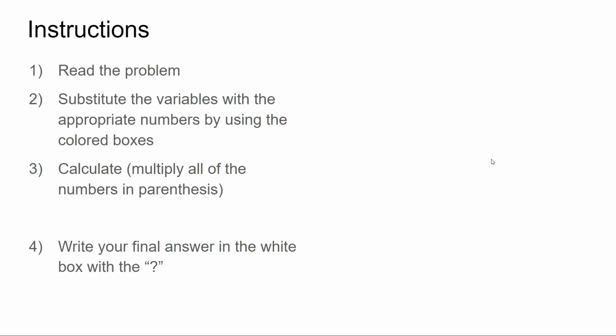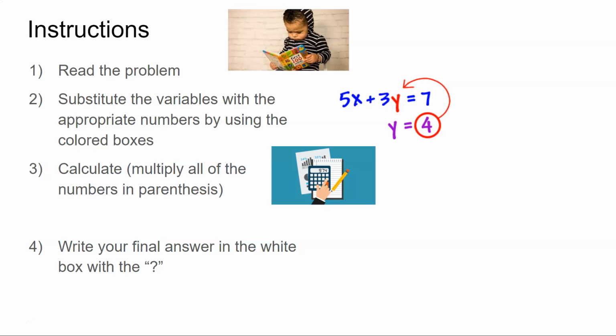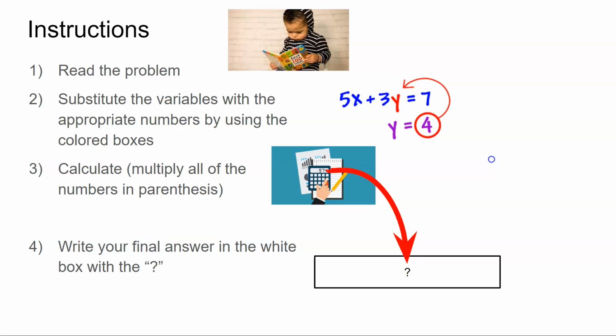What you're going to do is read the problem. Then you're going to substitute the variables with the appropriate numbers using the colored boxes. So in the problem, there'll be boxes that are colored like yellow or green or whatever that have numbers in them. You're going to substitute the variables in the equation with the appropriate numbers. Then you're going to calculate, and you're going to do this by multiplying all of the numbers in parentheses. And then finally, you're going to take the number that you get from your calculation, write it in the white box with a question mark, and don't forget your units of joules.